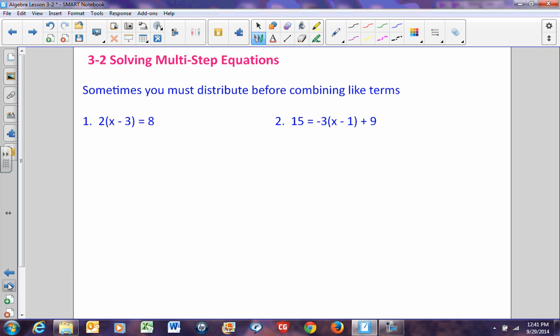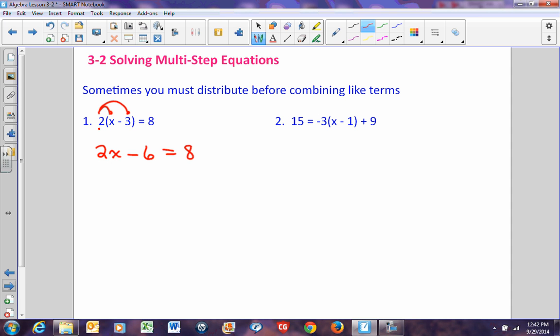Let's look at a couple of problems in which we have to distribute before we can do any solving. If we look at these two equations, we'll see that we must distribute so that we know whether or not we need to combine any like terms. So I'm going to look at this first equation, 2 parentheses x minus 3 equals 8. I need to distribute this 2 throughout this entire parentheses. So I get 2 times x, which is 2x, minus 2 times 3, which is 6, equals 8.